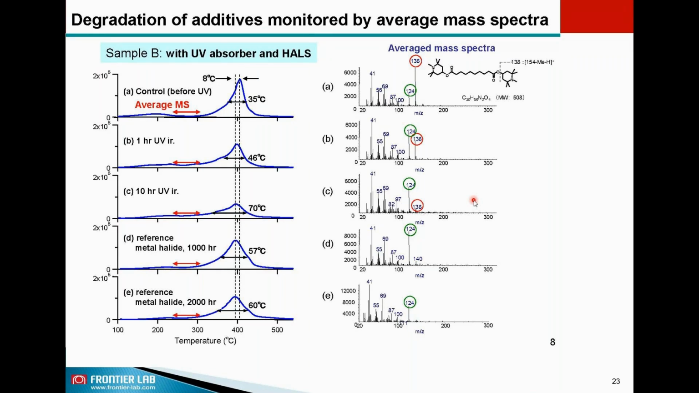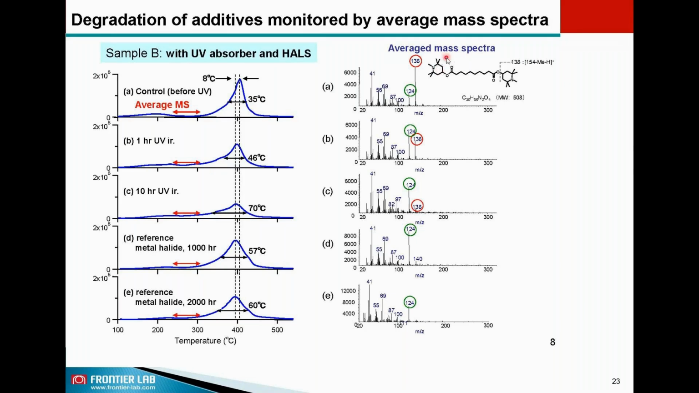That means we always get this average mass spectra that can tell you some additional story to understand the mechanism or the nature of the material. So in this case, when you look at the average mass spectrum of this EGA, we can see this is actually for sample B, where we wanted to see what changes happen when the formula or the blend is exposed to UV light.